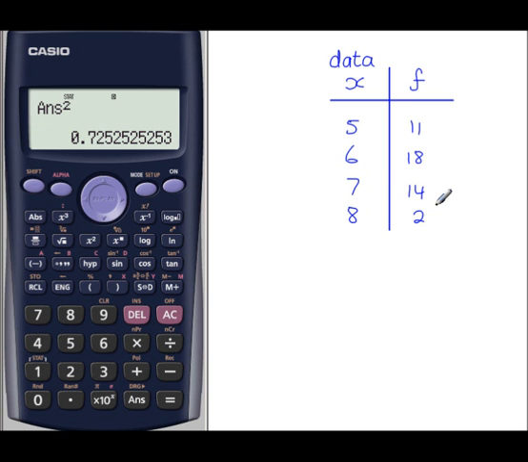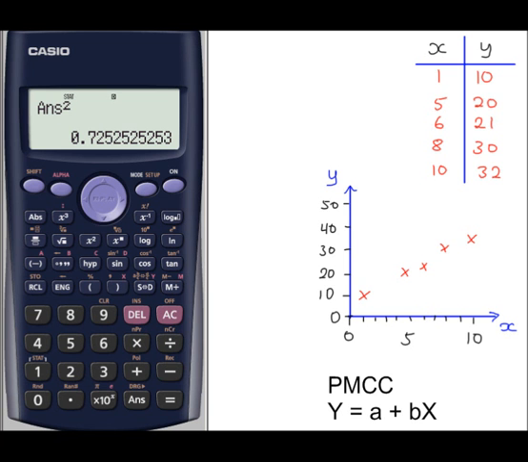So that's the variance for this data. In this example we have some bivariate data, meaning that we have two variables, x and y. Here's a scatter graph with plots of these points, and there's a couple of things that we can work out for this data. Well, the first one is the strength of linear correlation, which is the product moment correlation coefficient, the PMCC, and the calculator will give us that value.